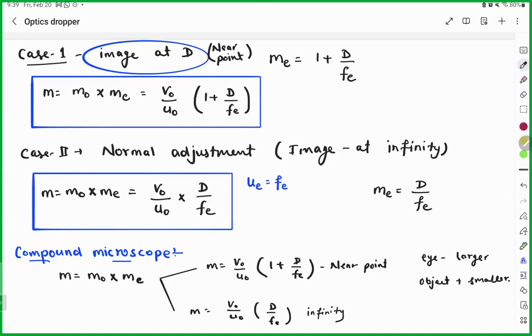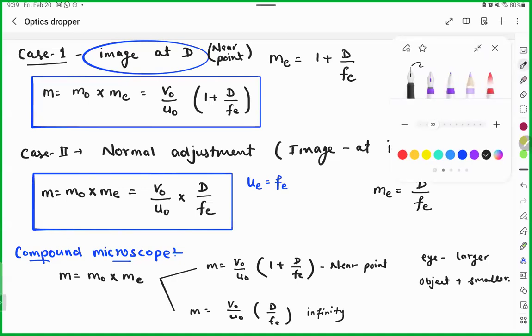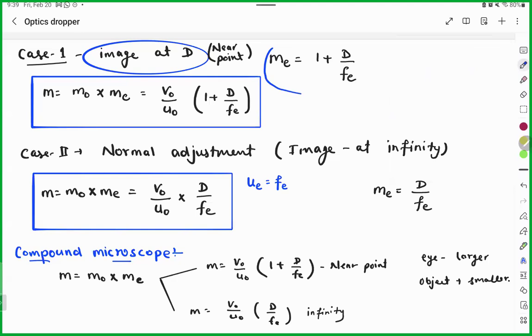Write this 3 times. Case 1 and case 2 are really, really important. Write it down.